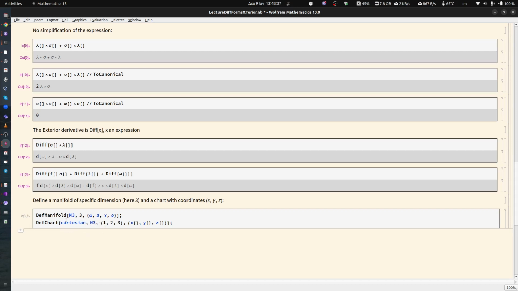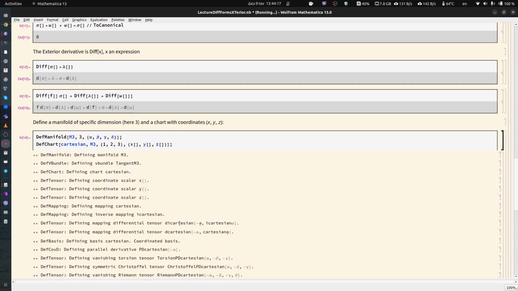Then M3 refers to the name of the manifold that we have just defined. 1, 2, 3 are the values of the indices taken by geometric objects on this manifold. And then we have the names of the coordinate functions. You see, the coordinate functions must be zero forms, so these square brackets here are mandatory. So these show that in its internal form x, y, and z are expressions that have heads with those names.